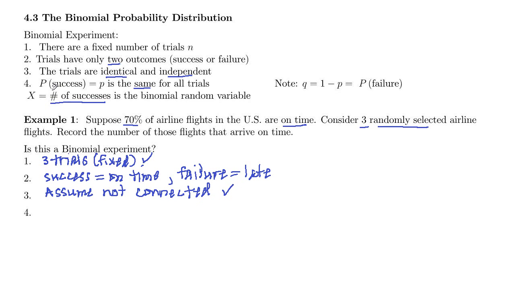And then probability of success should be the same for all trials. They tell us success is on time, and probability of being on time here, they told us was 70%. And that's for any randomly selected flight. So that one works. So yes, this is indeed a binomial experiment. So if you look at the probability distribution of the number of flights that are on time, that's going to be a binomial random variable.